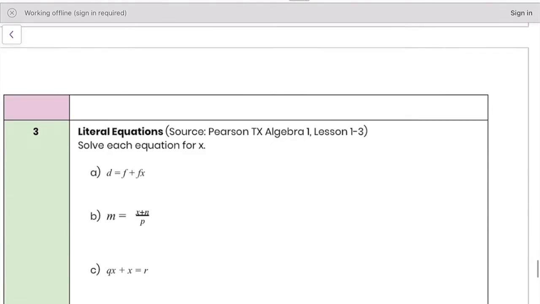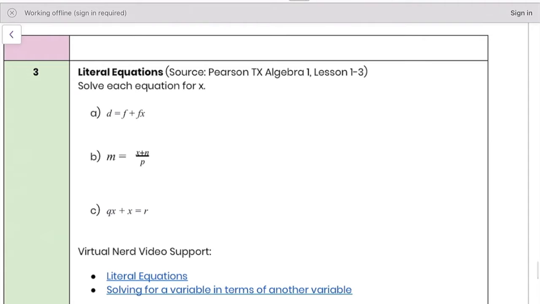Number 3 is solving for each literal equation, and they said solve for x. What that means is get the letter x by itself on each of these, okay? So for this first one, let's subtract f, so I have d minus f is equal to f times x. I'm going to divide by f, those cancel out. D minus f divided by f is equal to x for the first one.